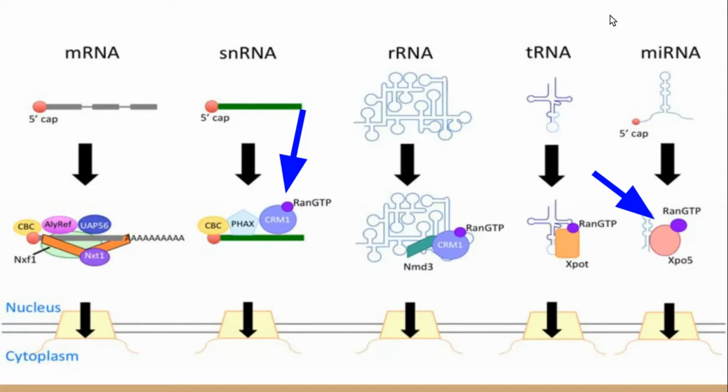And besides mRNA, tRNA and microRNA are primarily exported by EXPO5. EXPO5 is a homolog of CRM1 that does pretty much the same thing, except EXPO5 can bind directly to the microRNA or the tRNA and be exported. And we'll discuss EXPO5 a little bit more when we talk about microRNA.